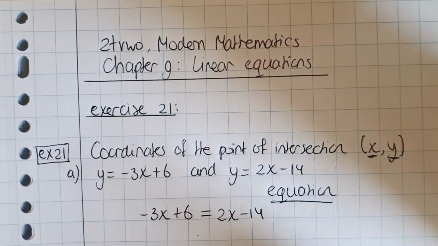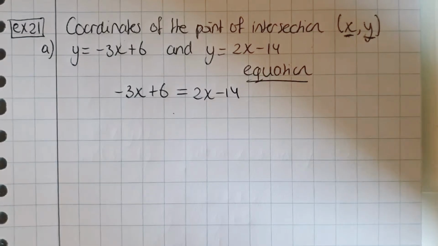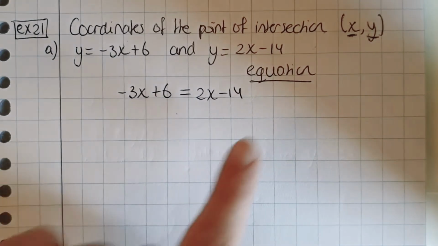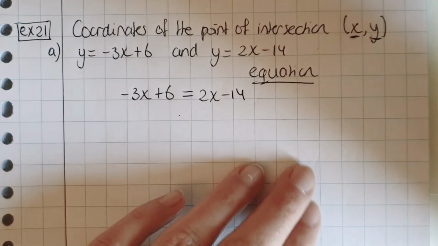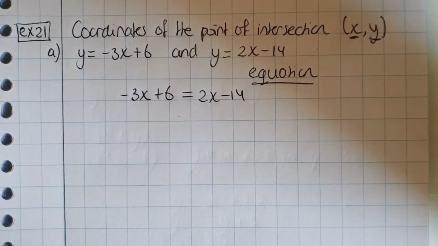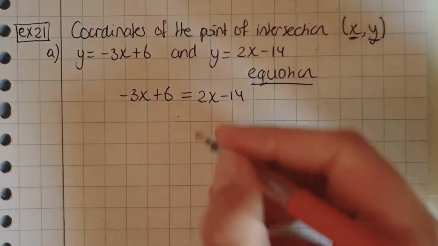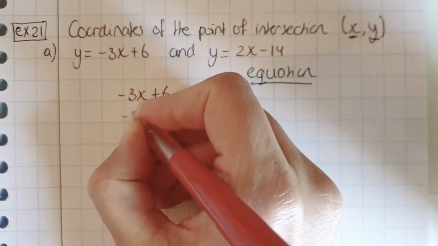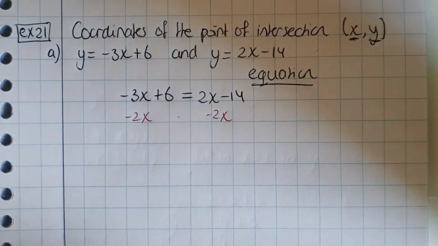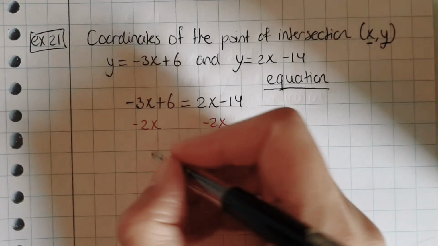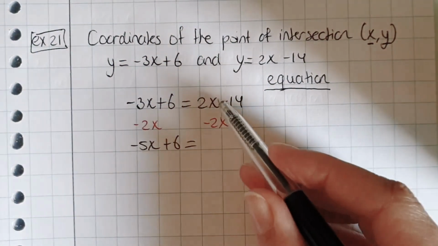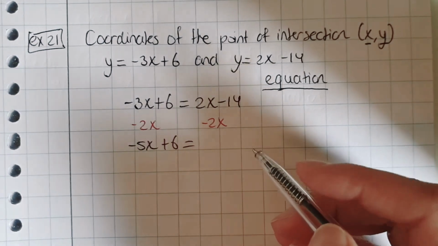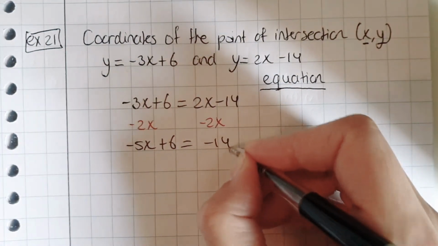And then I'm going to solve this equation by doing the balance method. I need all the letters on this side and all the numbers on this side. I'm going to start with minus 2x on this side first, and then I have to do the same on the other side. Minus 3x minus 2x is minus 5x, and I copy the plus 6. 2x minus 2x is 0, so the leftover is minus 14.